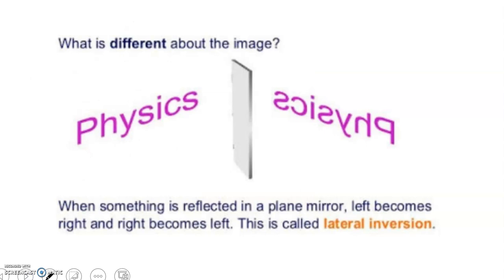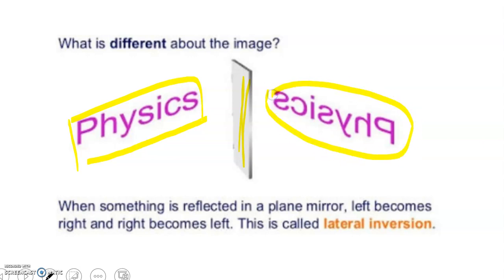See here, there is a plane mirror and you're going to show a paper in which you have written physics. You'll be able to see the letters are inverted from left to right. That left to right inversion of the image is called lateral inversion. When something is reflected in a plane mirror, left becomes right and right becomes left. This is called lateral inversion.